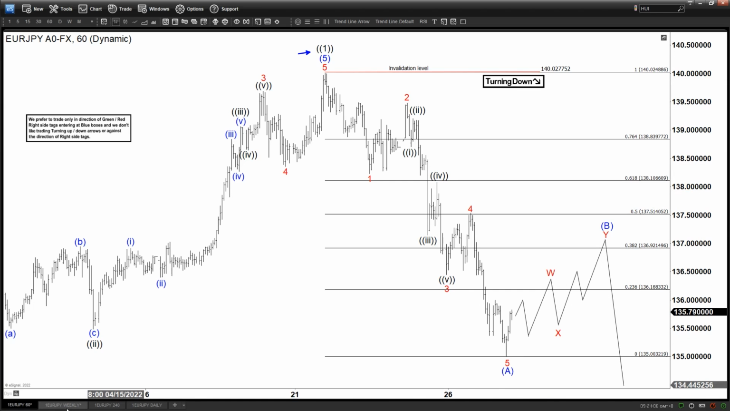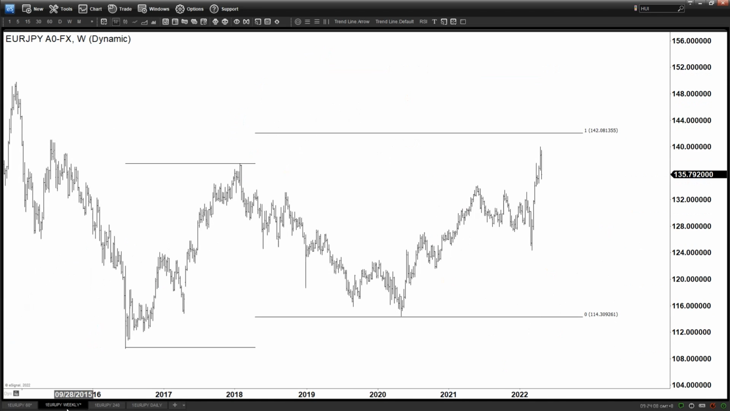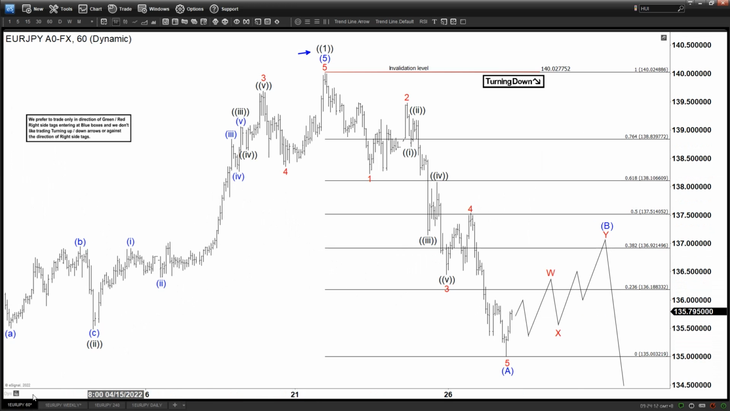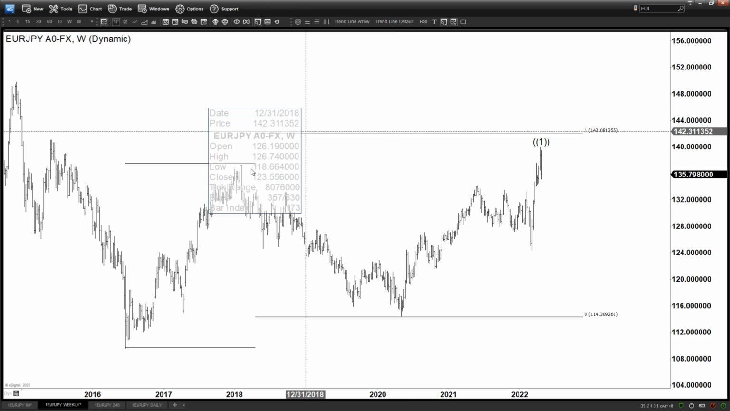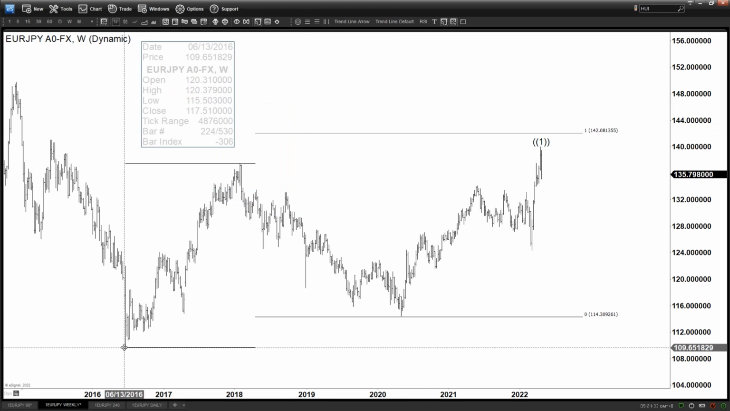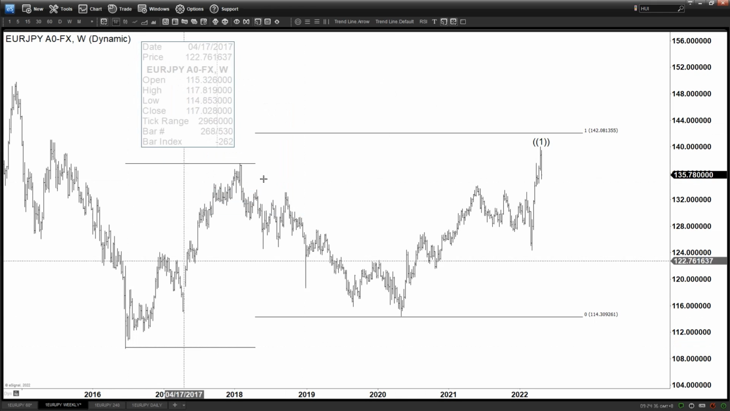Now zooming out on the weekly time frame over here, let me put down some of the labels. So this is wave 1 here at the 140. That one should be right here. So you notice if this is called wave 1, now let's see from the weekly time frame. First of all, you can see from the lows we got back in June 2016.